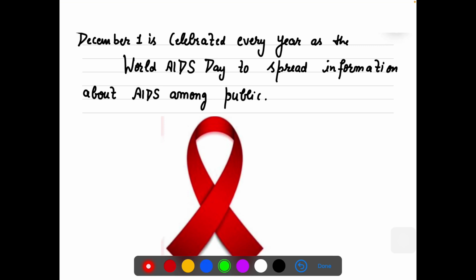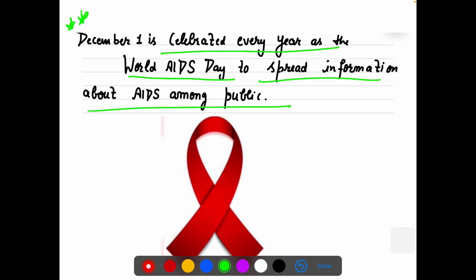December 1, this sometimes comes in MCQs, that December 1 is celebrated every year as World AIDS Day, because it is very important to spread information about AIDS among the public. There is no permanent cure for this, so that is why December 1 is celebrated every year as World AIDS Day.